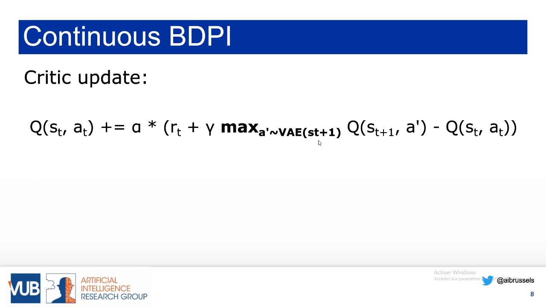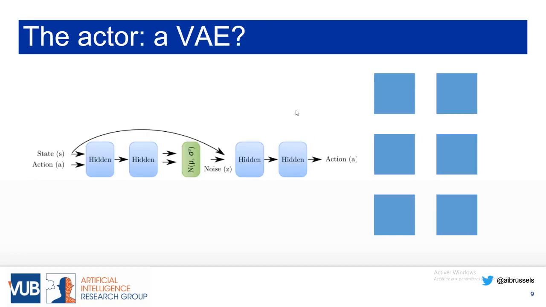So the idea of using that variational autoencoder for Q values comes from batch constraint Q-learning. So it's a different setting of reinforcement learning, but it also uses an off-policy critic, no actor, and a variational autoencoder to implement that maximum operation. So that's one side of continuous BDPI. We need the addition of that variational autoencoder to be able to train the critics. So now we can focus on the actor.